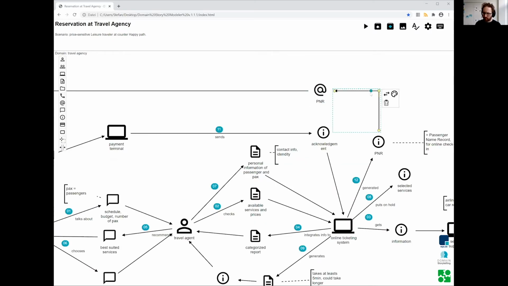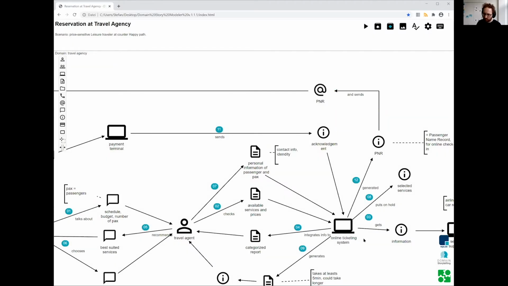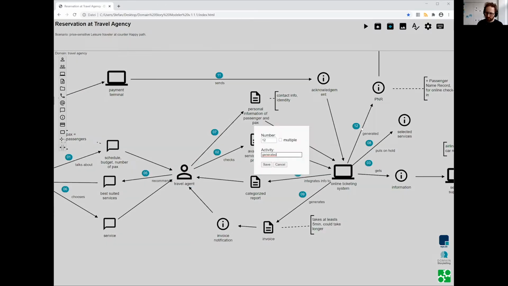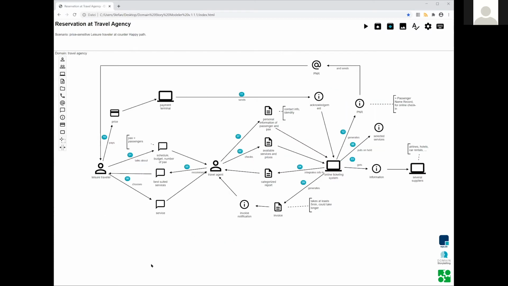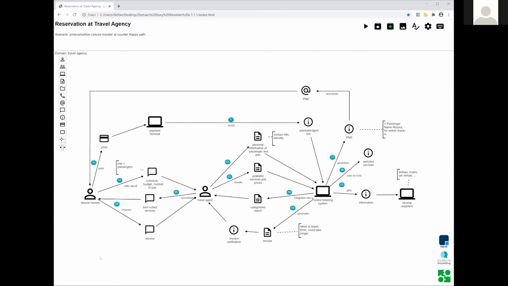So let's add "sends". So the online ticketing system generates the PNR and sends it as an email to the traveler, right? Yeah, well done. Now we can say that the reservation process is finished. Okay, then we can do something very quickly to round it up.